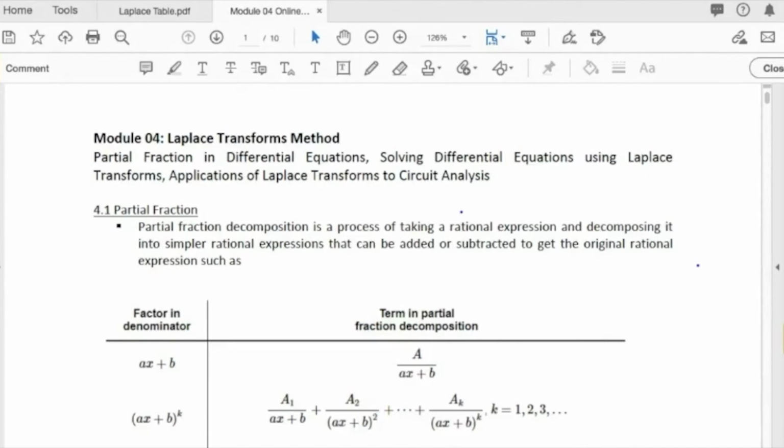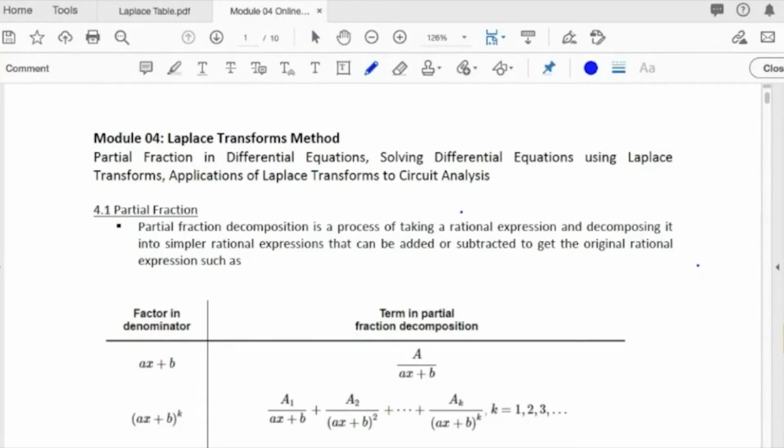So today we're going to look at module 4, which is Laplace transforms. In this module, we're going to cover 3 different sections. We're going to look at how to apply partial fractions in differential equations, and then how to solve differential equations using Laplace transforms. And finally, we're going to look at the application of Laplace transforms to circuit analysis.